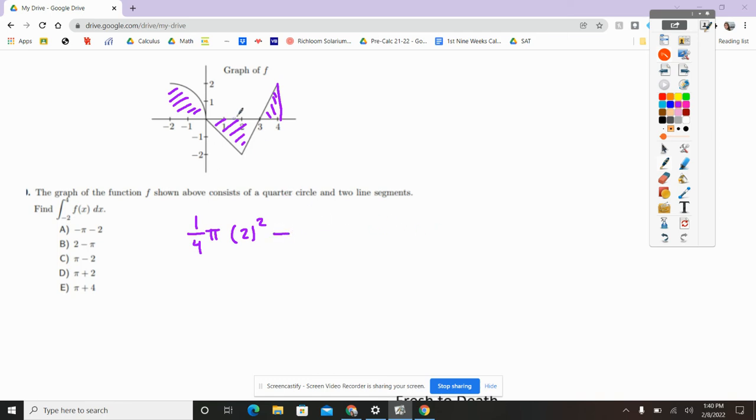Then minus, this time the base is 3, the height is 2, divided by 2, plus this base is 1, the height is 2, divided by 2. So this will come out to pi. This comes out to negative 6 over 2, which is negative 3. And this just comes out to plus 1. So we're going to end up with pi minus 2, which is C.